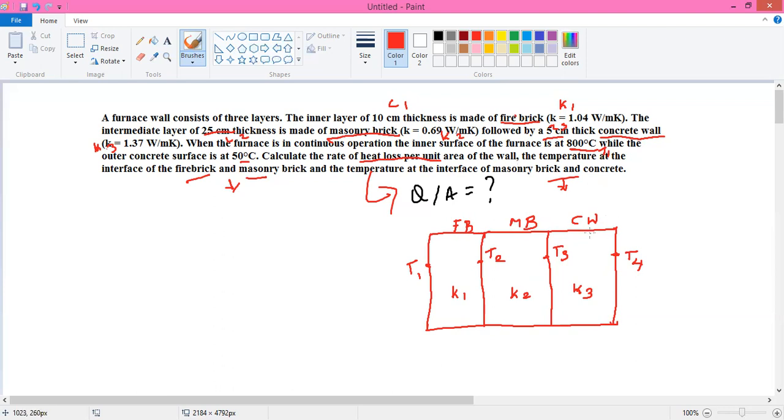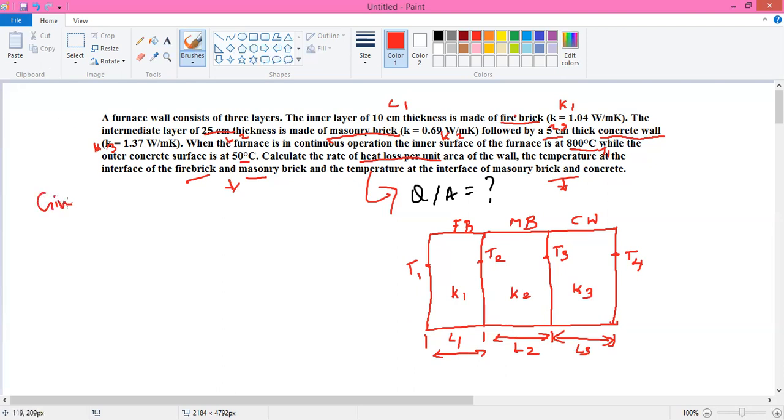And the concrete wall represents K3, that is 1.37. The thickness values are also given. L1 is the distance across the first element, and L2 and L3 are the distances across the next elements. So first of all, we write out the given data.